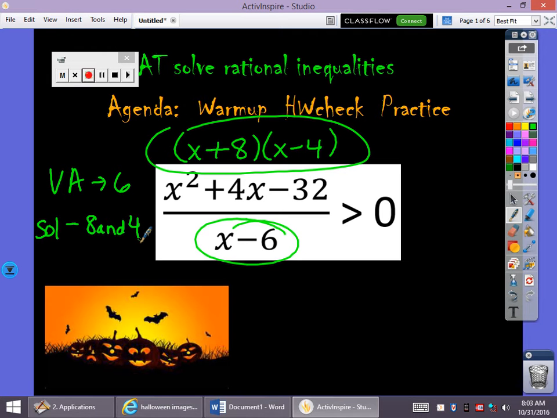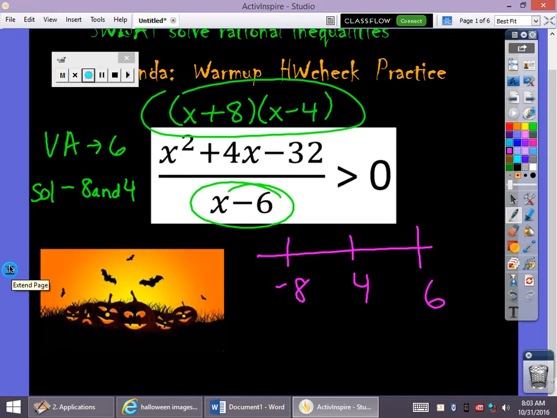I quickly make a number line with those numbers. So we have negative 8, 4, and 6. And I'm going to make a sign chart. So I need a number smaller than negative 8. Negative 9. Okay, so if I plug in negative 9, that's a negative. That's a negative. Negative 9 minus 4 is a negative. And negative 9 minus 6 is a negative. I have an odd number of negatives, therefore my answer is negative.